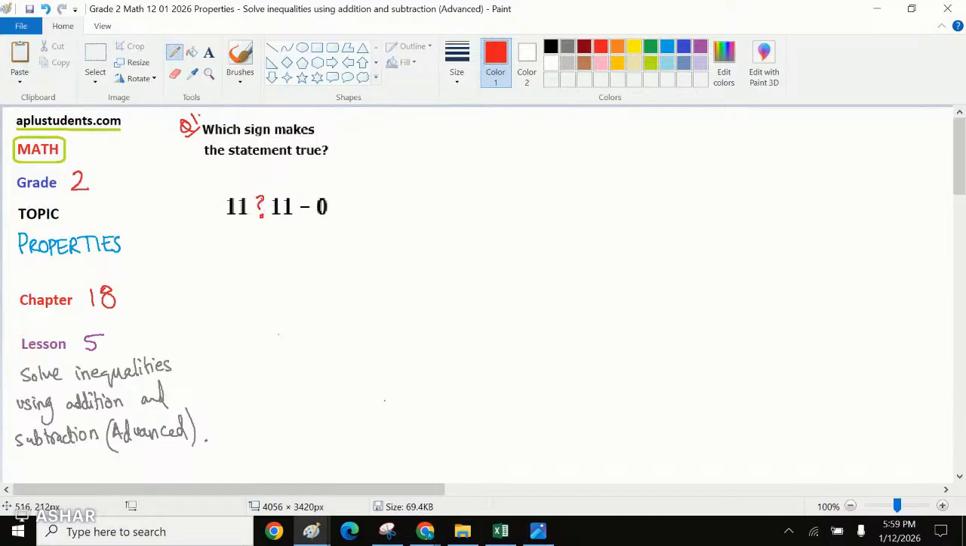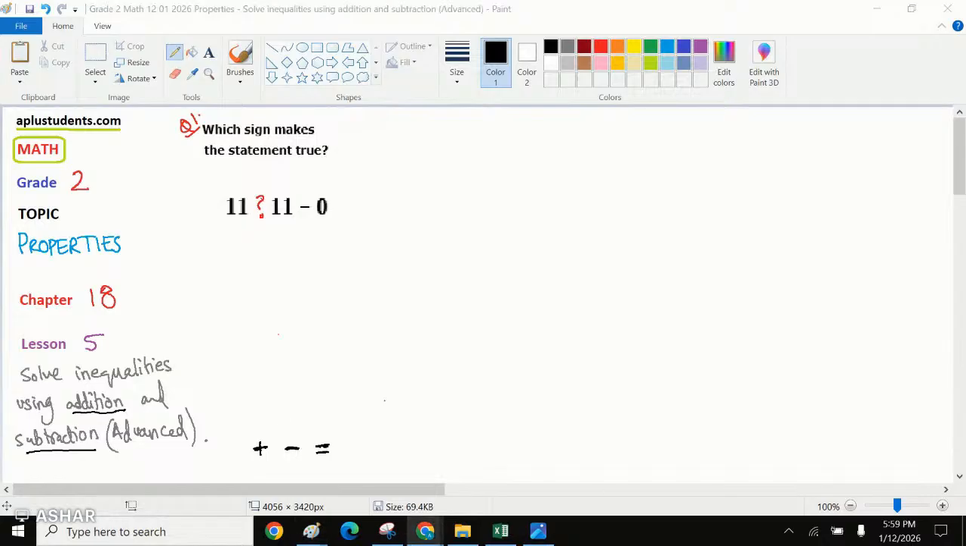This is a question mark, okay. So we need to replace the question mark. It could be replaced by an addition sign, right? It can be replaced by a subtraction sign, or it can be replaced by an equal sign, because in this particular topic we are only looking at addition and subtraction, okay.